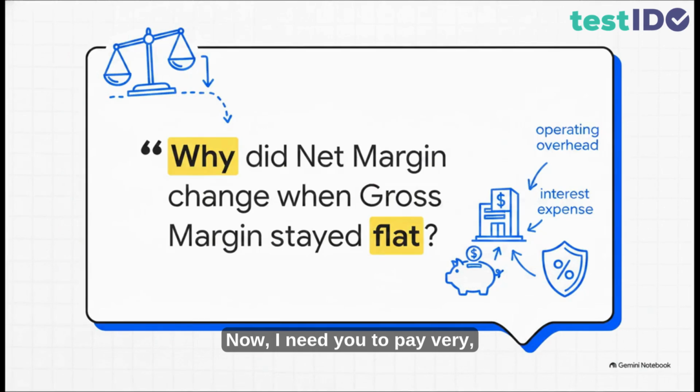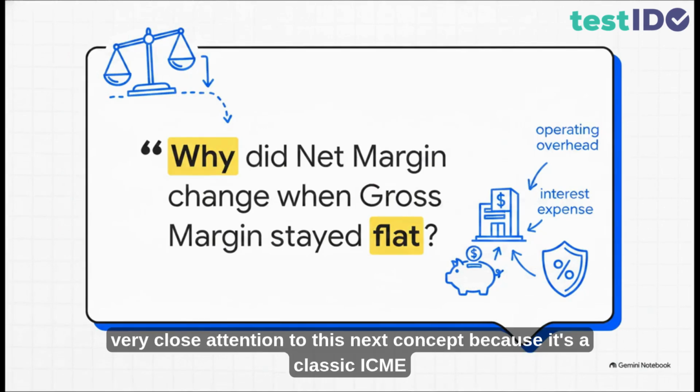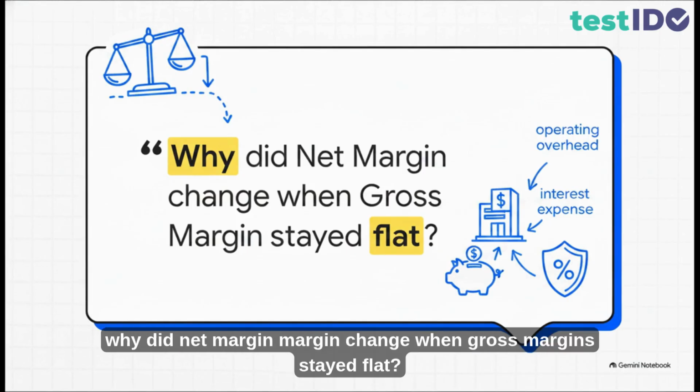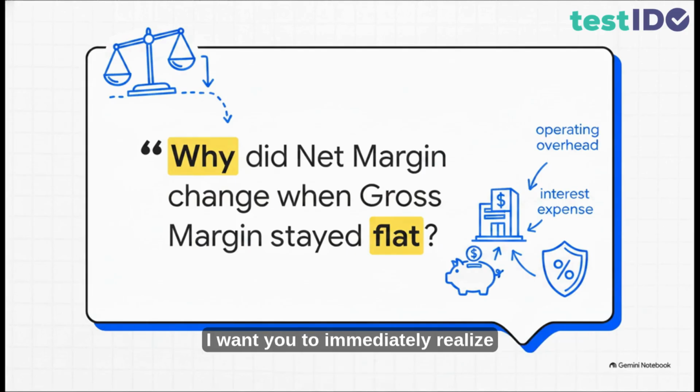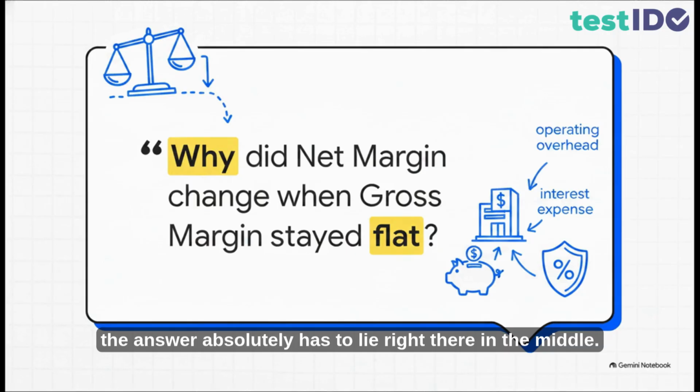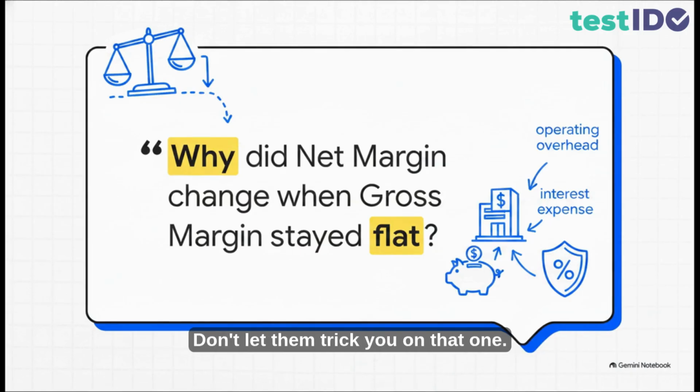Now, I need you to pay very, very close attention to this next concept because it's a classic exam trap. The exam is going to ask you, why did net margin change when gross margins stayed flat? I want you to immediately realize that if the top of the statement didn't change, but the bottom did, the answer absolutely has to lie right there in the middle. The culprit will always be a shift in operating overhead, a change in interest expense, or a change in taxes. Don't let them trick you on that one.